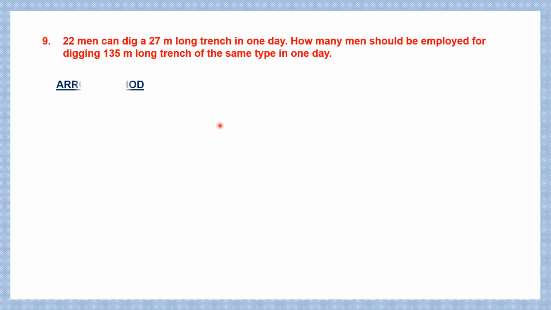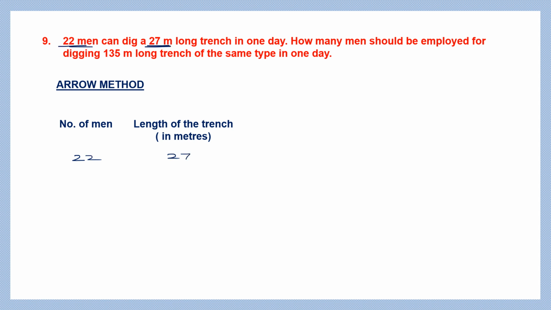The arrow method. In the arrow method, we write the columns. So first we have 22 men and then length of the trench in meters. So now let's fill in this. So number of men is 22 and the length of the trench is 27 meters. Now this is given to us here in the question. Then how many men should be employed for digging a 135-meter long trench?